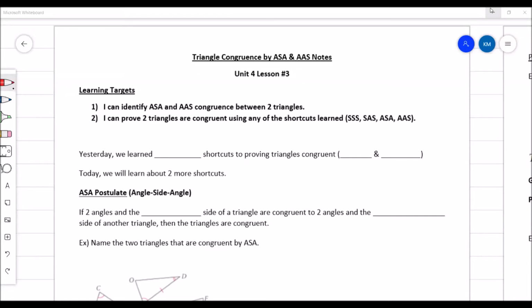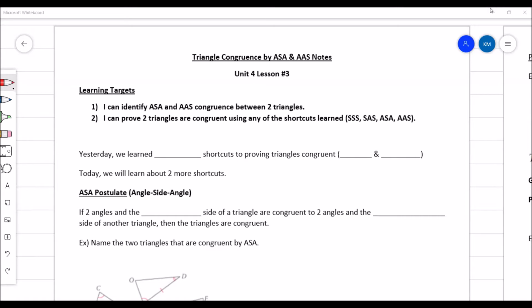Today we're going to look at triangle congruence by angle, side, angle, and angle, angle, side notes. At the end of this video, you should be able to identify ASA and AAS congruence between two triangles. And you should be able to prove two triangles are congruent using any of the shortcuts learned: side, side, side, side, angle, side, and angle, angle, side.